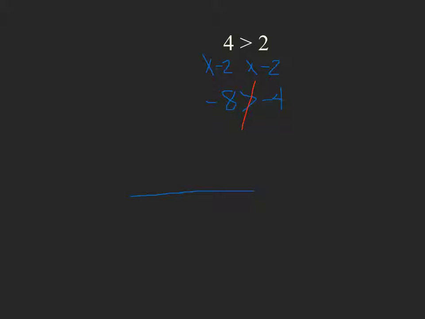If we look at a number line, we have 0, we have 2, and we have 4. Now the rule on a number line is the farther to the right something is, the bigger it is.